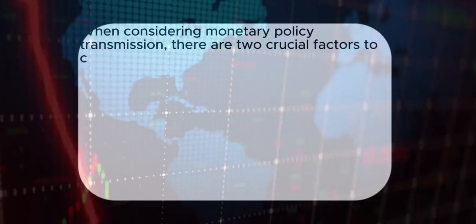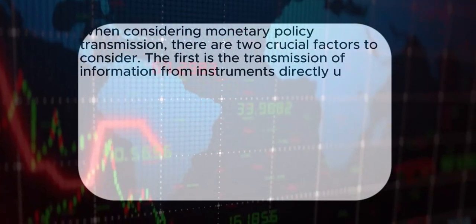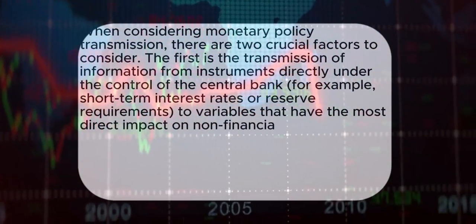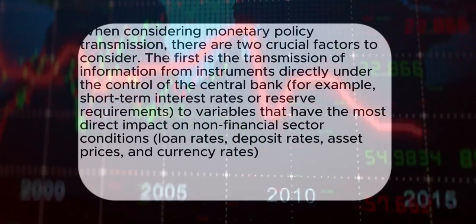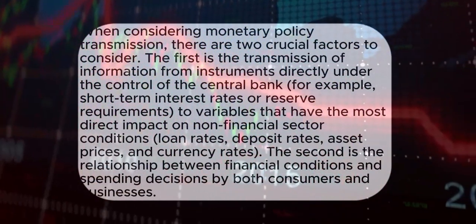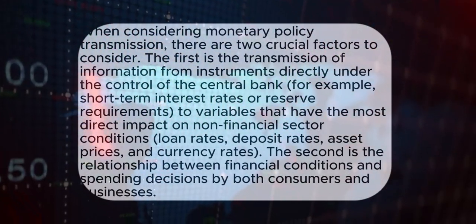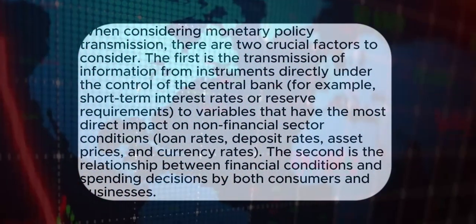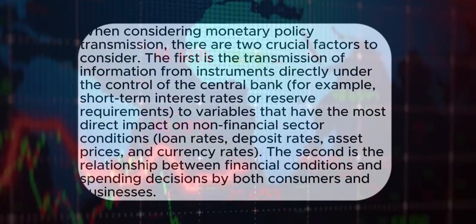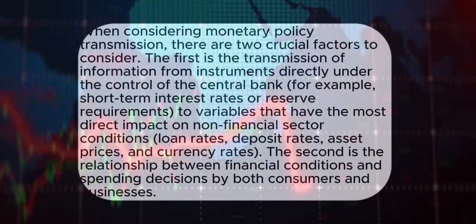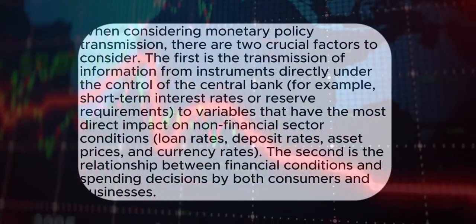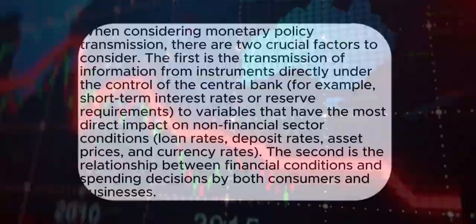When considering monetary policy transmission, there are two crucial factors to consider. The first is the transmission of information from instruments directly under the control of the central bank, for example, short-term interest rates or reserve requirements, to variables that have most direct impact on non-financial sector conditions such as loan rates, deposit rates, asset prices, and currency rates. The second is the relationship between financial conditions and spending decisions by both consumers and businesses.